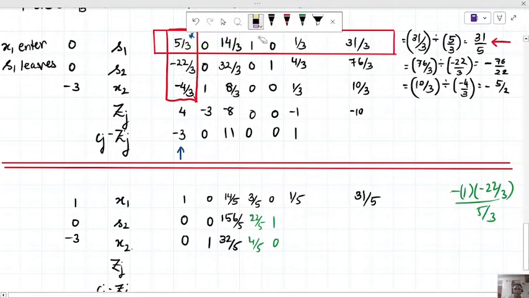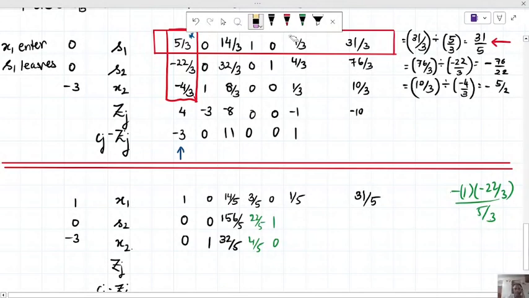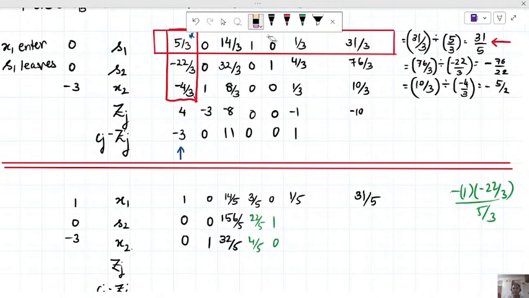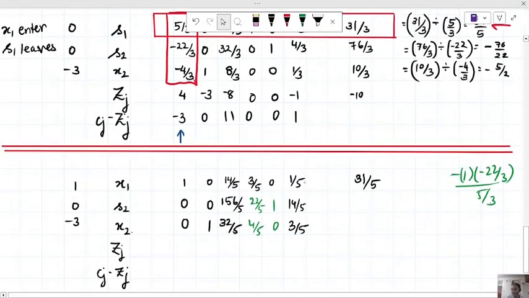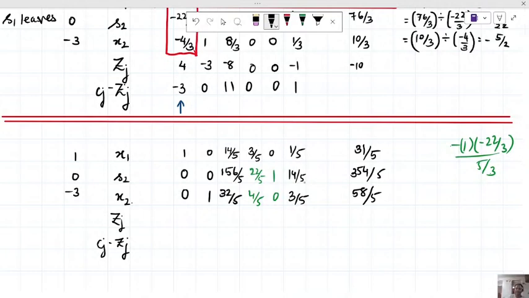So now calculate the remaining values. Calculation of remaining values will get you some answer now. So these answers will be 14/5. Okay, and here you will get 3/5. Okay, and then calculate the remaining value answers. So here you will be getting 354/5 and here you will get 58/5. These values you will get.